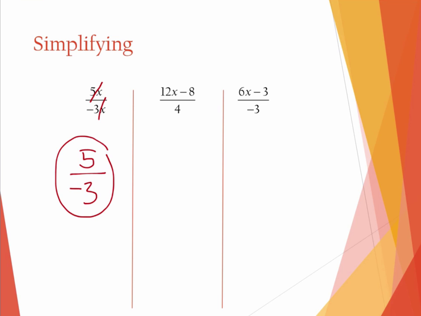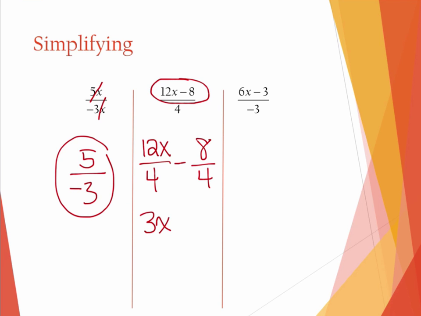This next example is slightly different because, as you can see, I have multiple terms in that numerator. So what I can do is split up the fraction. 12x over 4 minus 8 over 4. And now this looks similar to the first example. 12x over 4, well, 12 divided by 4 I know is 3. The x doesn't change, so it stays there. Minus 8 divided by 4 we know is 2. So 3x minus 2 is my simplified expression.